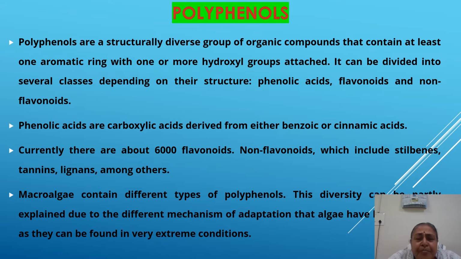The second potent bioactive compound from these algae is the polyphenols. Polyphenols are a structurally diverse group of organic compounds that contain at least one aromatic ring and one or more hydroxyl groups. They can be divided into several classes depending on their structure: phenolic compounds, flavonoids, and non-flavonoids, which are the various kinds and types in it.